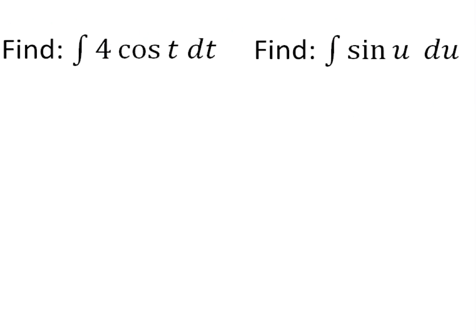So here's one. We have the integral of 4 cosine of t. Well, the 4 can just come out here, and we want the cosine of t dt. Well, we know that the integral of cosine is negative sine, so negative sine of t plus c, and then we write it as negative 4 sine of t plus c.